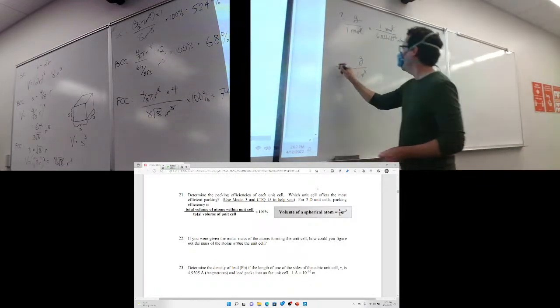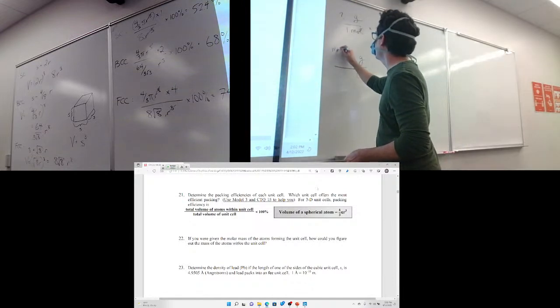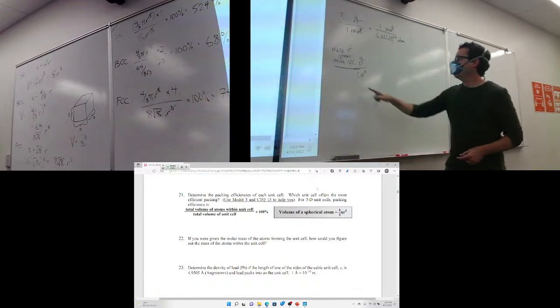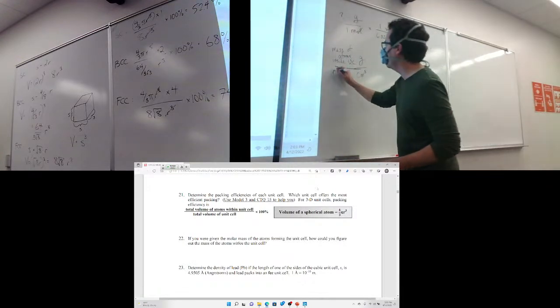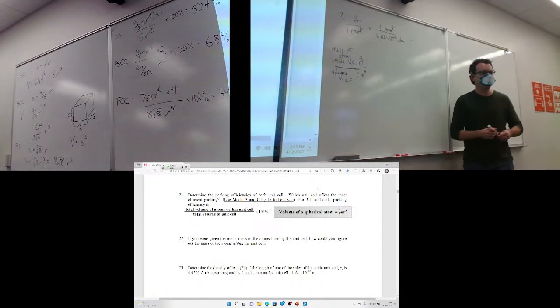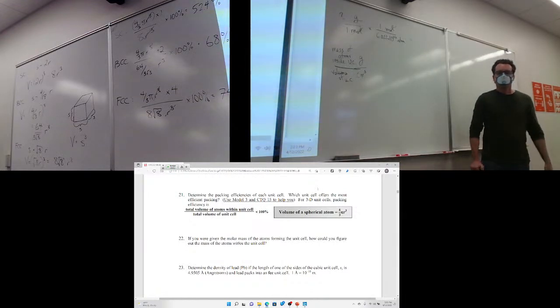So we want, in the numerator, the mass of the atoms inside the unit cell. And for down here, we want the volume of the unit cell. And that'll give us the density. So let's calculate these pieces.